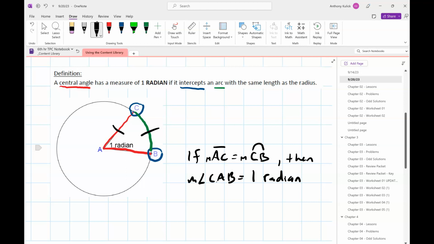So we now have 2 different ways that we can measure an angle. We can measure it with degrees, or we can measure it with radians. If I have 2 different ways to measure something, what are we going to need? If you have feet and you have centimeters, with 2 different ways to measure something, what do you need?